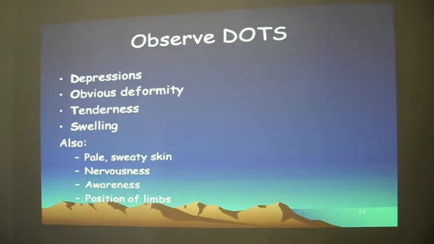Okay? Obvious deformity. What about tenderness? As you're touching that limb or that part of the body, are they tender there? Do you see any swelling? DOTS. Also, note, are they pale, with sweaty skin? Do they look nervous? Are they aware of what's going on? What's the position of the limbs that we see on our patient?